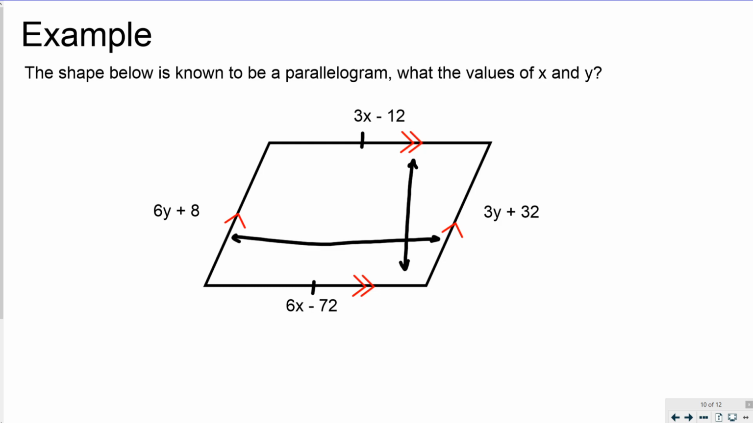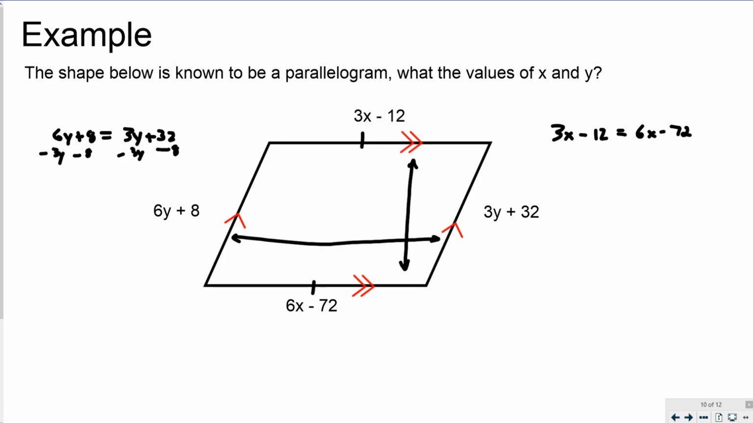So I'm going to do my x's over here. 3x minus 12 equals 6x minus 72. And then along a similar line, I can also say that 6y plus 8 equals 3y plus 32. And then I can start going ahead and subtract, solving for either one. I'm going to start with the y's. Take 8 away from both sides. And then subtract 3y from both sides.